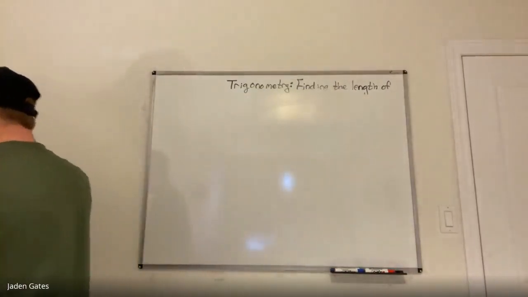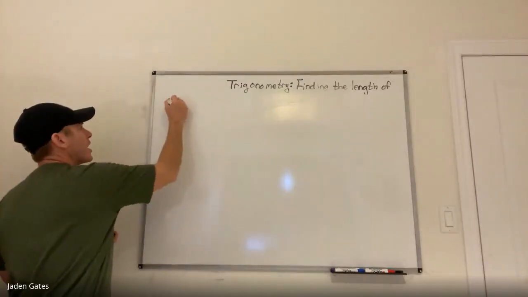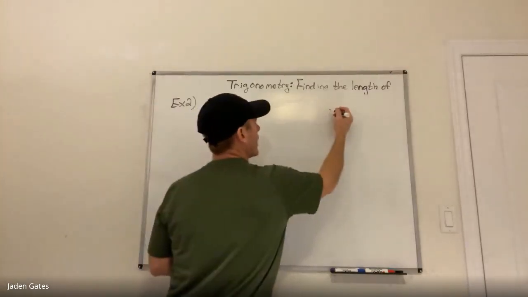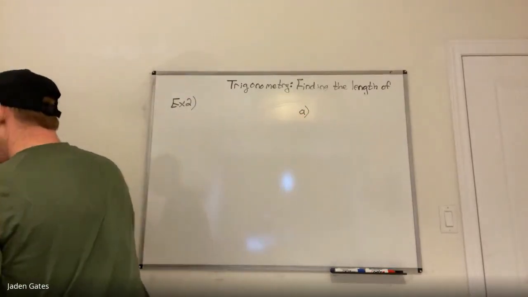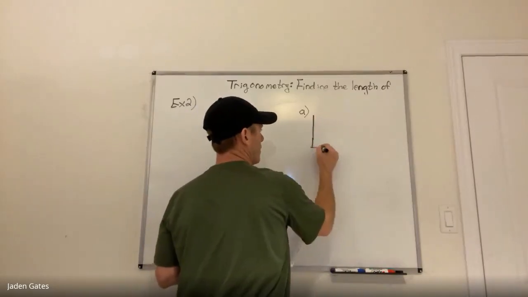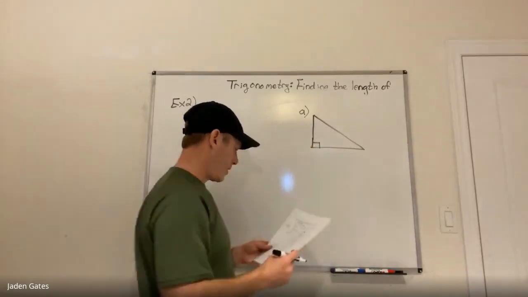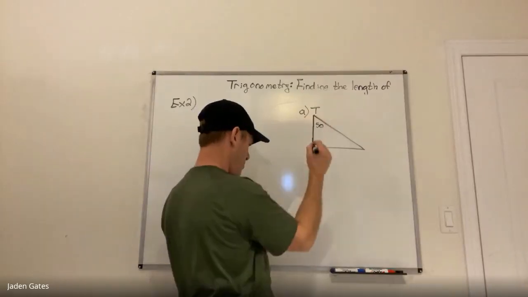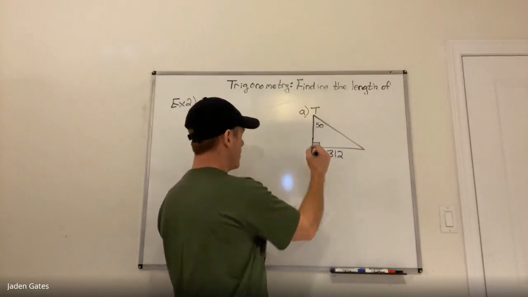All right, so example 2. Let's go with finding the unknown side once again. So why don't we go with A over here. So for A, I've got this triangle here. Let's see, make sure I copy it down right. Need a right angle here. I'm going to put a 50 here. This is T here, and 312 here. And let's see here. Oh, there's our X.